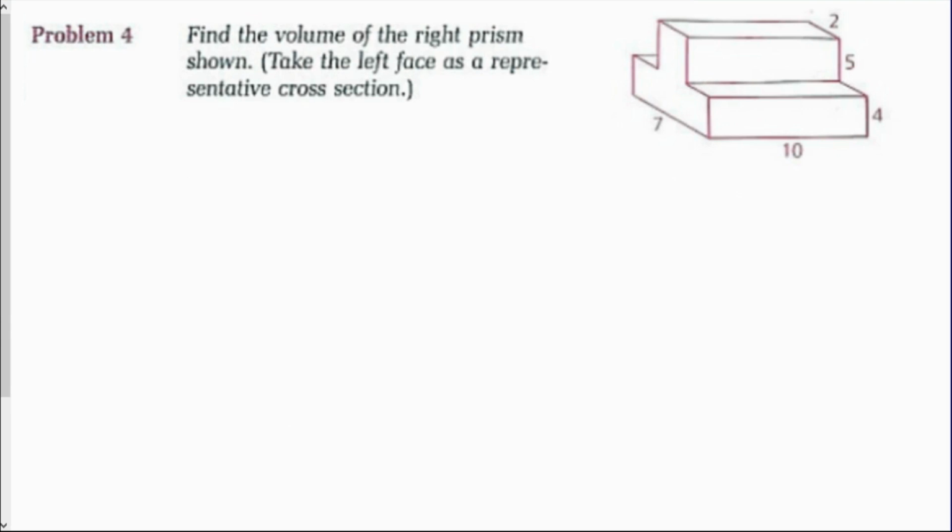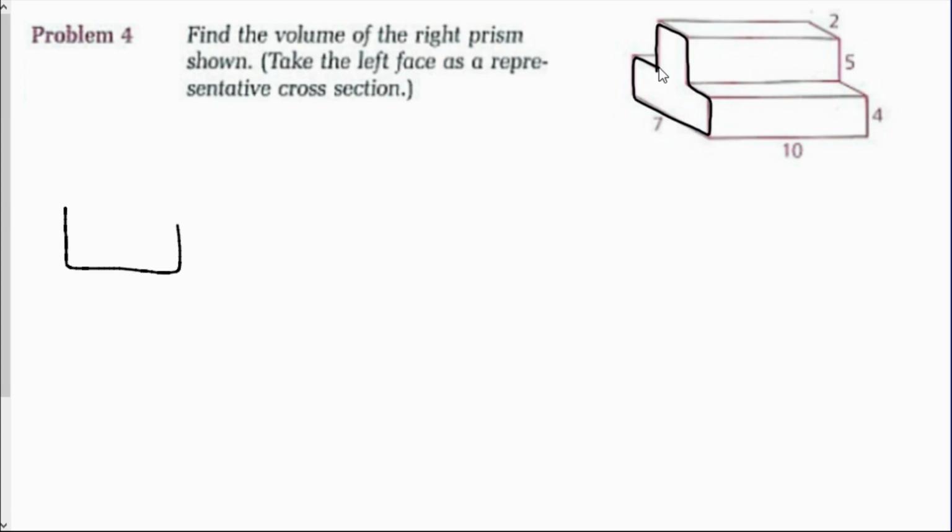Problem 4. Find the volume of the right prism shown. Take the left face as a representative cross-section. So for this problem, I can solve it in 2 different ways. Like the problem suggests, I could take this face and make it a cross-section, then multiply the cross-section by the height, and that would give me the volume. Or I could split this figure into 2 rectangular prisms, find the area of both of those, then add them together. I'm going to take the area of the cross section and multiply it by the height because I find that to be a little bit easier.